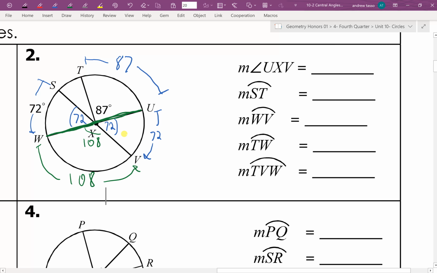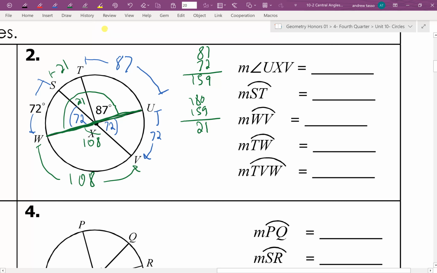And I can do the same trick on the other side of that green line. So here I have 87, 72 so far, so that combines to 159. Take that away from 180, and I'm left with 21 degrees for that sliver over there, okay? And also for that arc.